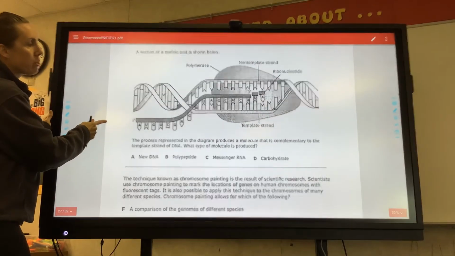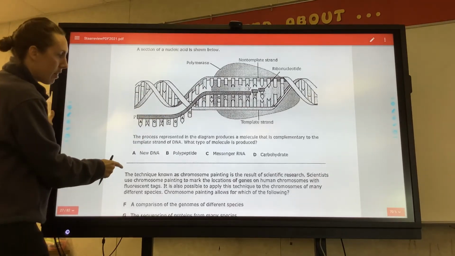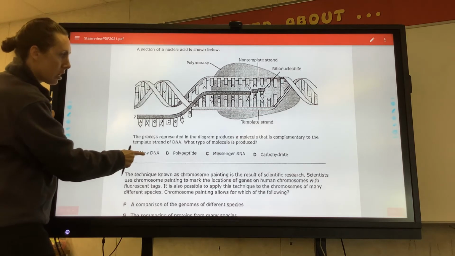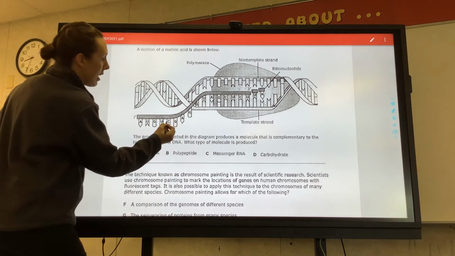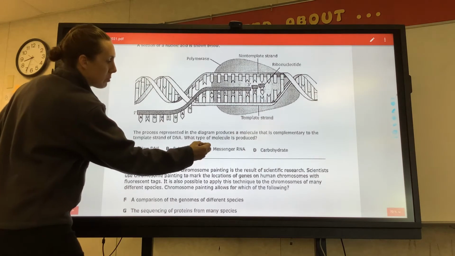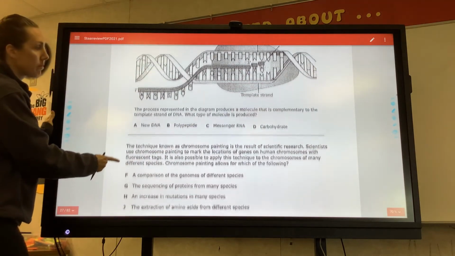Okay, this right here is transcription, DNA to RNA. What is being produced? Messenger RNA. Look, there's U's. Messenger RNA is being produced. Okay, C.